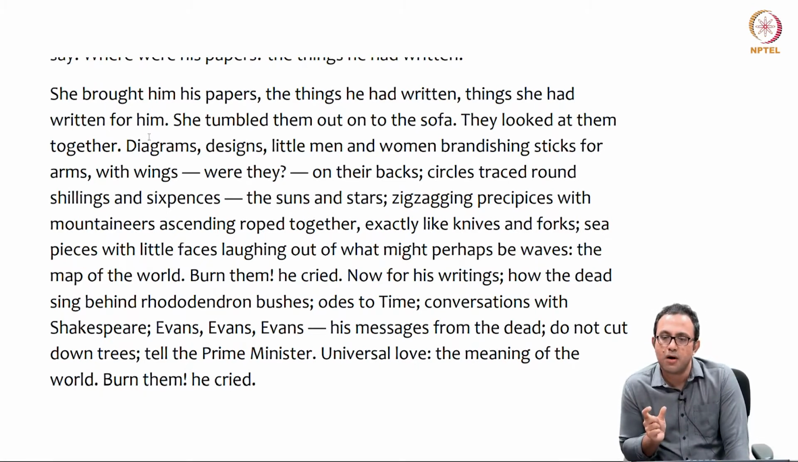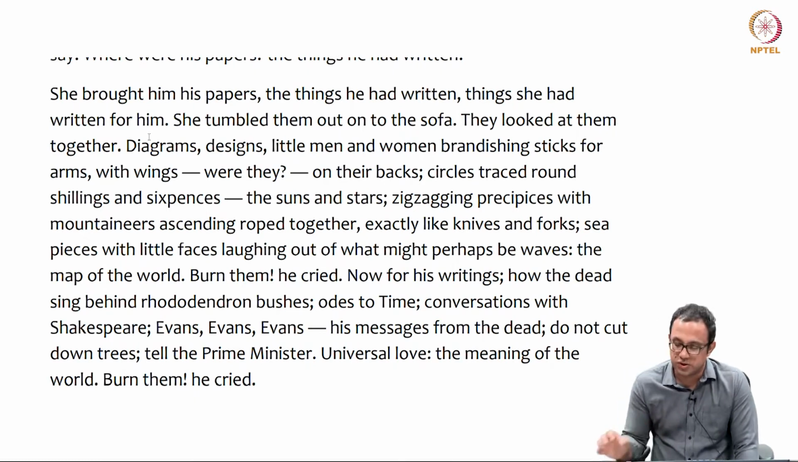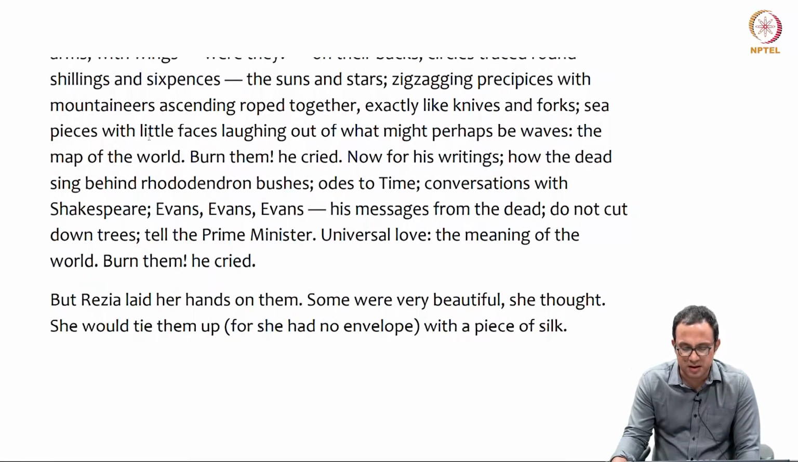So again, we can see how medicine over here becomes an invasive instrument. It makes the entire human subject completely agency-less. It cuts down your agency, it cuts down your mobility, it cuts down your freedom. You're not free to move, you're confined to a room, you're not allowed to write, and even the things you've written are seized from you, right? So he wants to burn everything he had written, he wants to burn everything he had drawn, and he's requesting Rezia to burn those. And this becomes the dramatic scene.